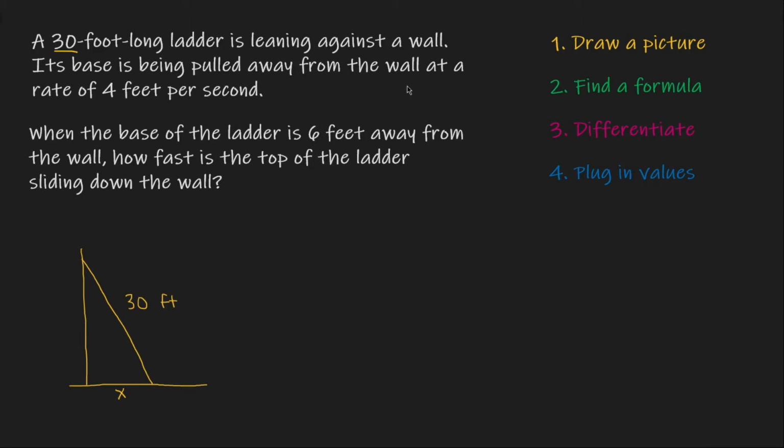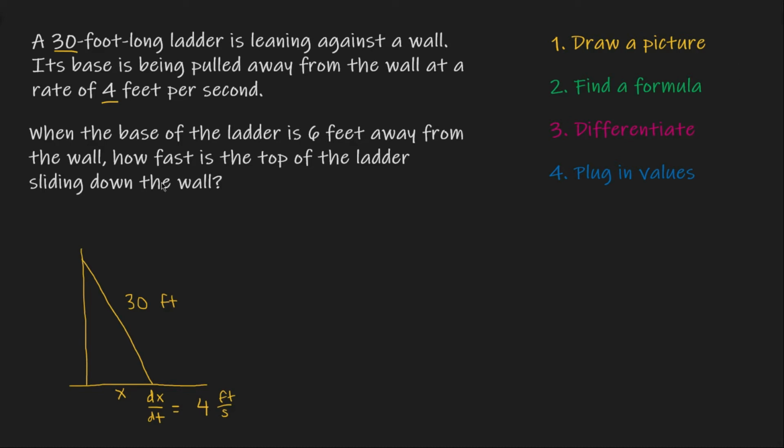Then we know that the rate at which x is changing is 4 feet per second. The rate at which the bottom of the ladder is being pulled away from the wall is 4 feet per second. If we write that, that's going to look like dx/dt, the change in x with respect to time, is 4 feet per second.